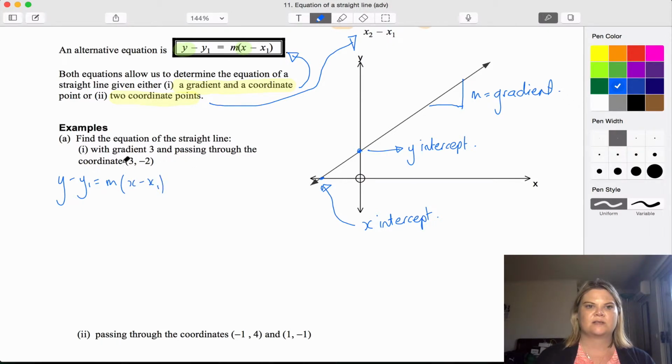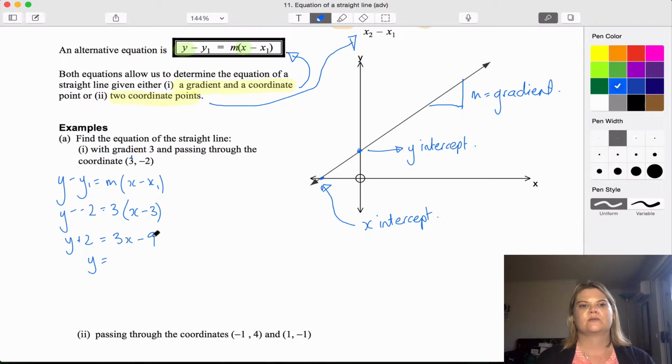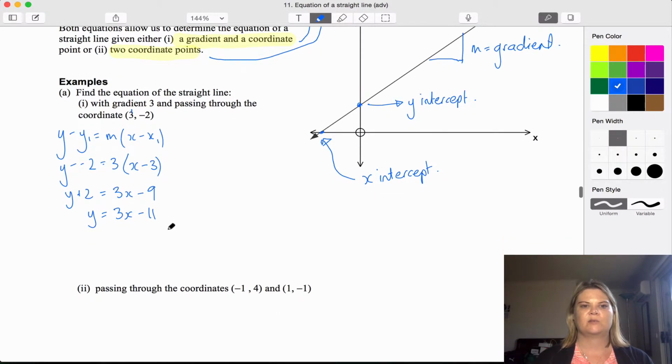Second step is substitute your values. This is going to be y, this is going to be x. y minus y1 is negative 2. m is 3. x minus 3. And we get y plus 2 equals 3x minus 9. y equals 3x minus 9 minus 2, minus 11. And that's your final answer. You could put a box around that.